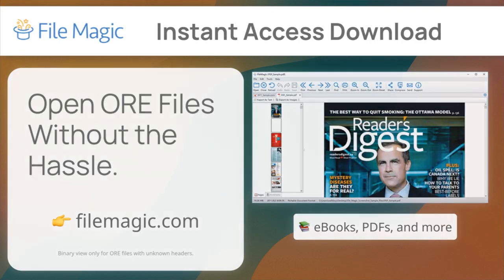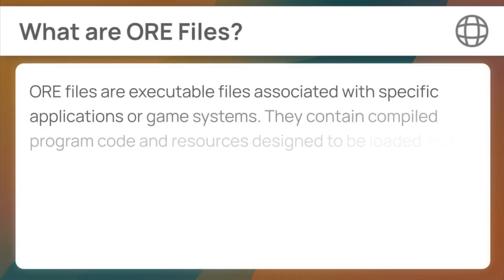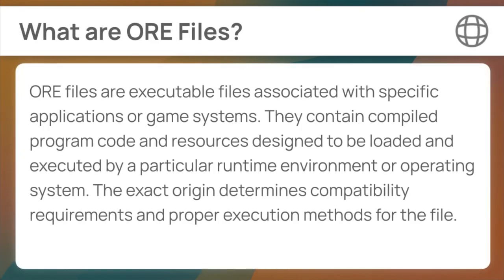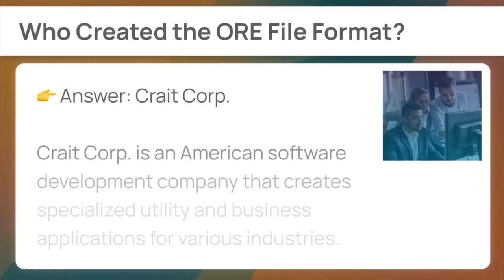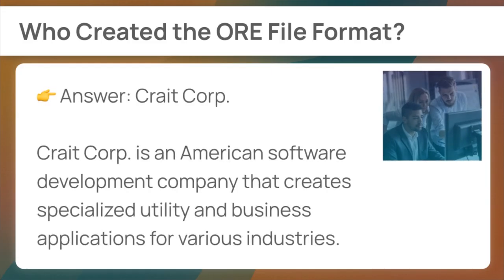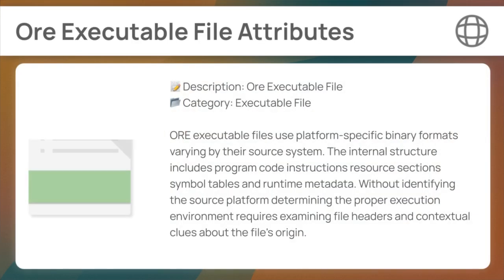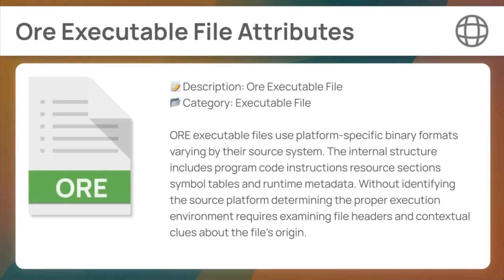formats as well. ORE files are executable files associated with specific applications or game systems. They contain compiled program code and resources designed to be loaded and executed by a particular runtime environment or operating system. The exact origin determines compatibility requirements and proper execution methods for the file. ORE executable files use platform-specific binary formats, varying by their source system. The internal structure includes program code instructions, resource sections, symbol tables, and runtime metadata.